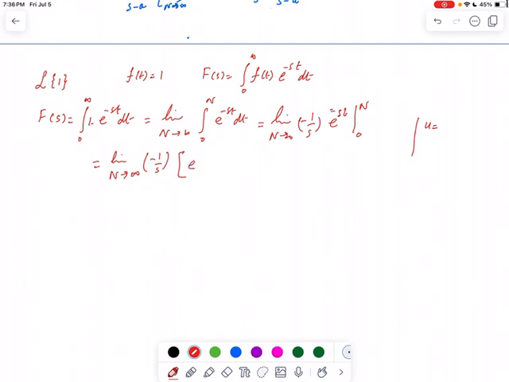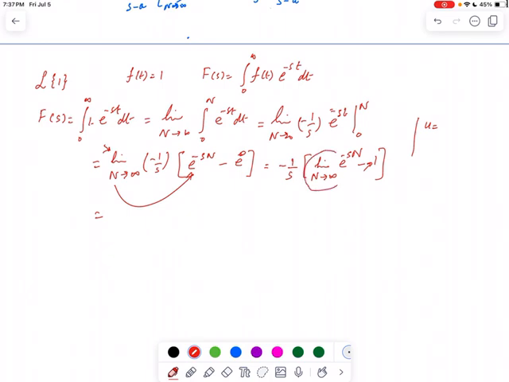So integration limits, I get e to the negative sn minus e to the negative s times 0, or e to the 0. The limit is not on s, so we can move this 1 over s in front. So negative 1 over s in the front, and I can take this limit now inside the bracket. So I have the bracket, limit as n goes to infinity, e to the minus sn minus 1. The limit goes over here as well, but the limit of a constant is just the constant.